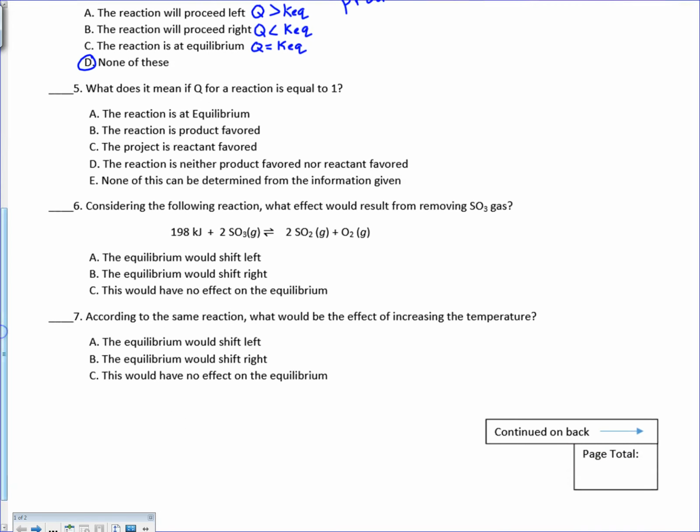Number 5 says, what does it mean if Q for a reaction is equal to 1? Looking at those 3 above, you have to know what the definition of Q is. Keq is the equilibrium constant. It's the ratio between products and reactants at equilibrium. Q is a test to see if we're at equilibrium or not. You figure out what Q means by comparing it to Keq. Because I haven't provided you with a Keq in this problem, there's nothing that you can do with that Q. So E is the correct answer.